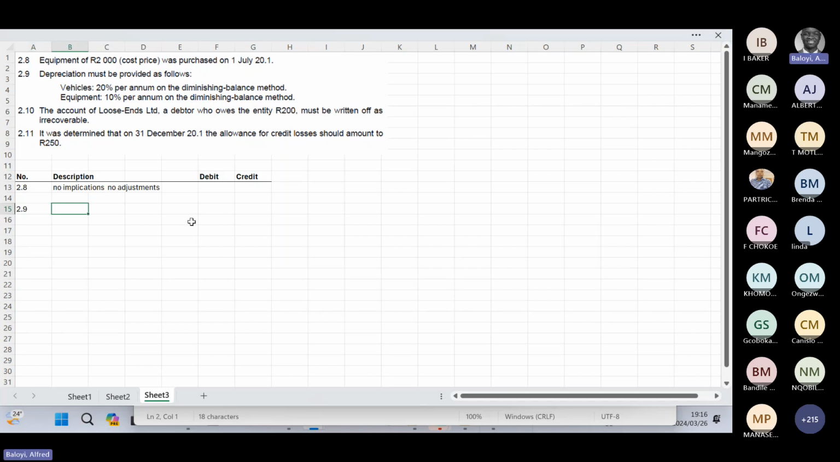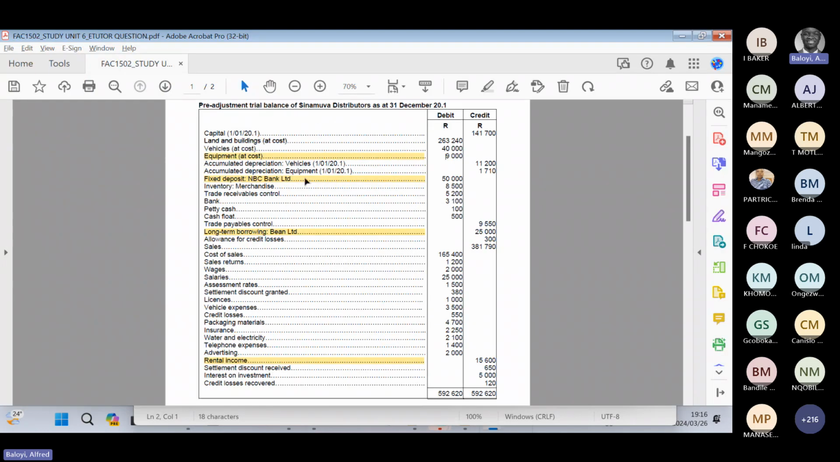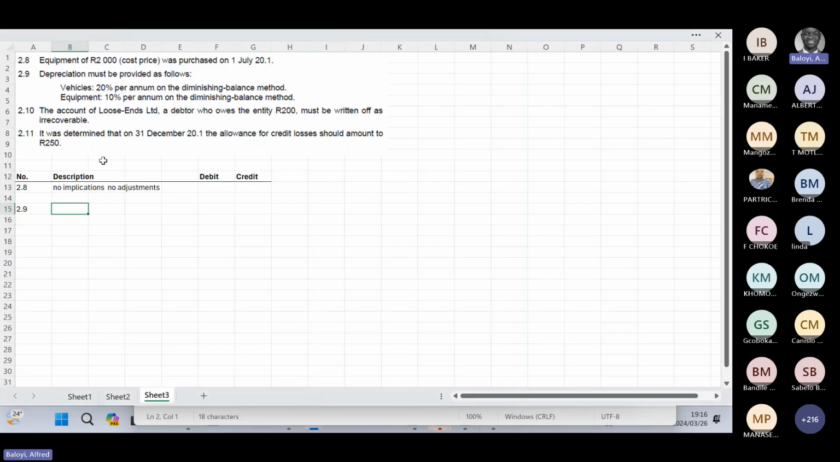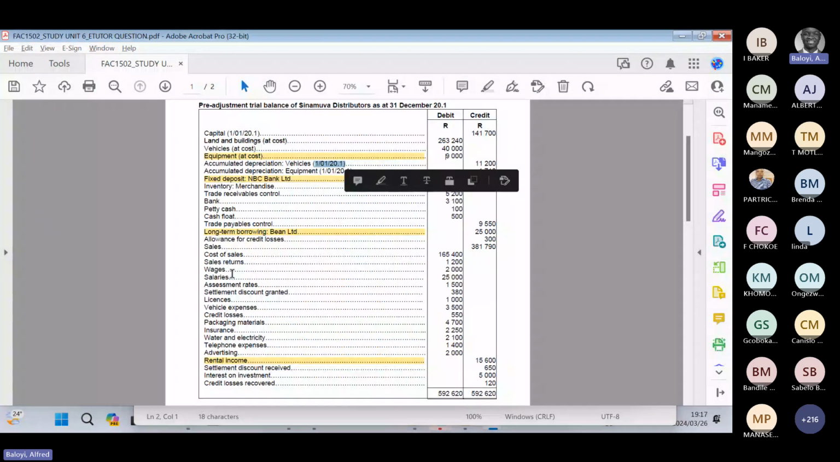And then 2.9, because of depreciation, we need to calculate depreciation as follows. If you can see here that the accumulated depreciation is on the 1st of January 20.1, meaning that depreciation for the year has not been calculated. If you look here, there is no depreciation account. So meaning that you have to calculate the depreciation. It says depreciation must be provided as follows. So we are clear that there is no depreciation calculated here.